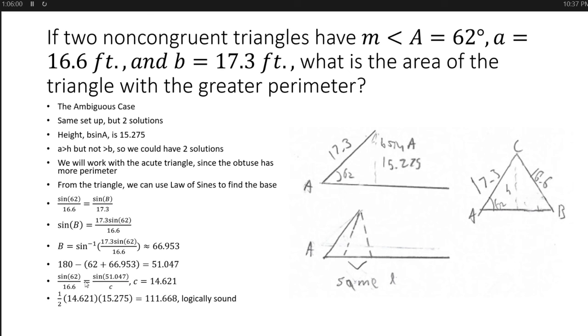So that's C, and then we just do the same thing, C, but this time it's a little easier. We can just cross multiply, get C to be 14.621. So that's the base. That's cool. This is going to be our smallest angle, so this is going to be our smallest side. So that makes all of the sense. It's very awesome. So then it's just area. 1/2 base times height. 111.668. That sounds good, because if we think about it, let's say 14.621 times 15.275. That's about 200 something. So that would be the area of a square or parallelogram with those dimensions. So yeah, and we're just cutting that in half. So sounds good.